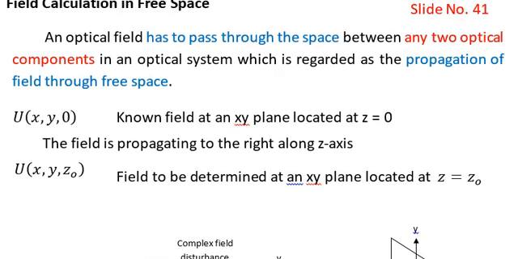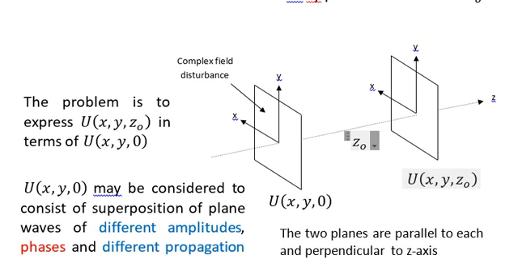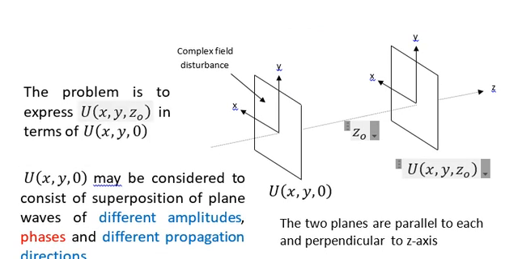Now U at x comma y comma 0 is the known field, the field known at the xy plane located at z equal to 0. The field is propagating to the right along the z-axis, and this field, which is u of x comma y comma z0, is the field to be determined at the xy plane located at a distance z equal to z0. The problem is to express u at the position x comma y comma z0 in terms of the field at z equal to 0, which is u of x comma y comma 0.